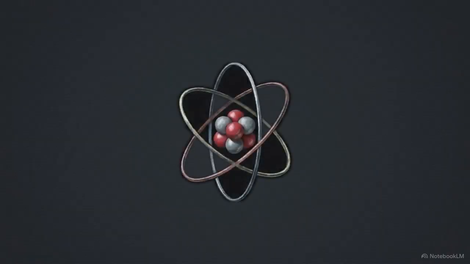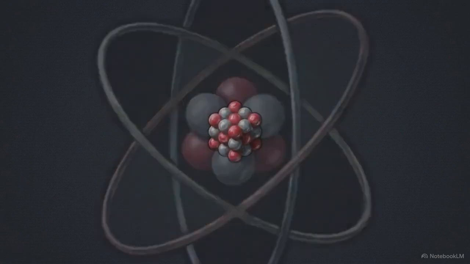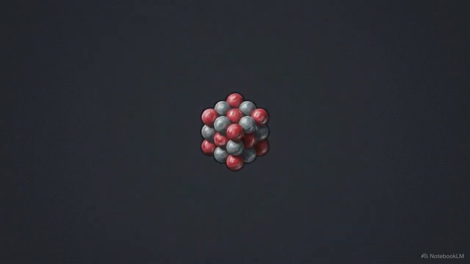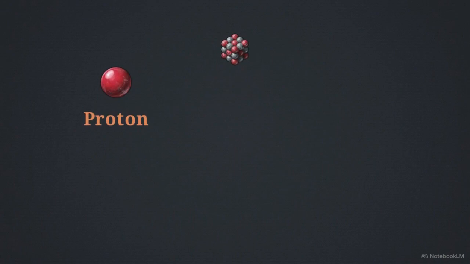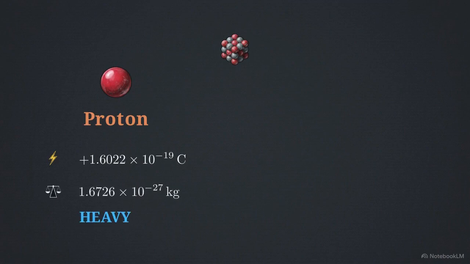This diagram maps the absolute center of our blueprint, the nucleus. It is a densely packed cluster sitting right in the middle. The first resident is the proton, carrying a positive charge of 1.6022 times 10 to the negative 19th coulomb. The proton also carries physical weight. It has a mass of 1.6726 times 10 to the negative 27th kilograms.